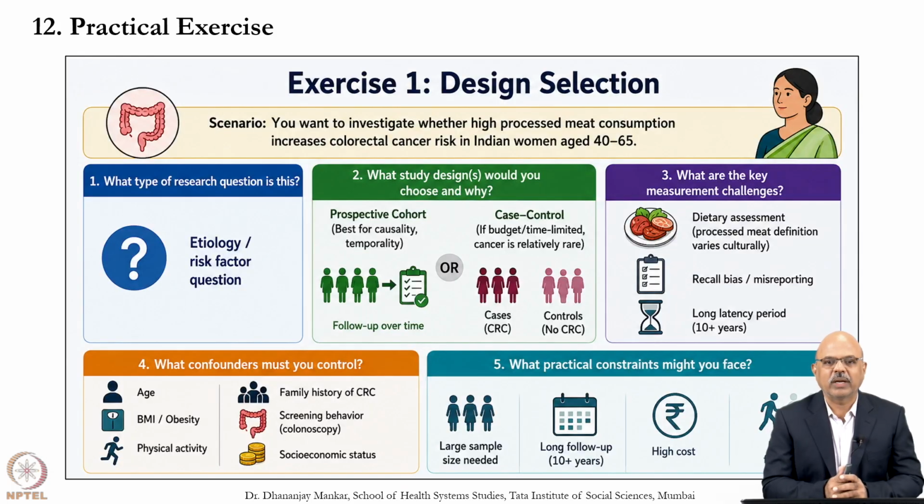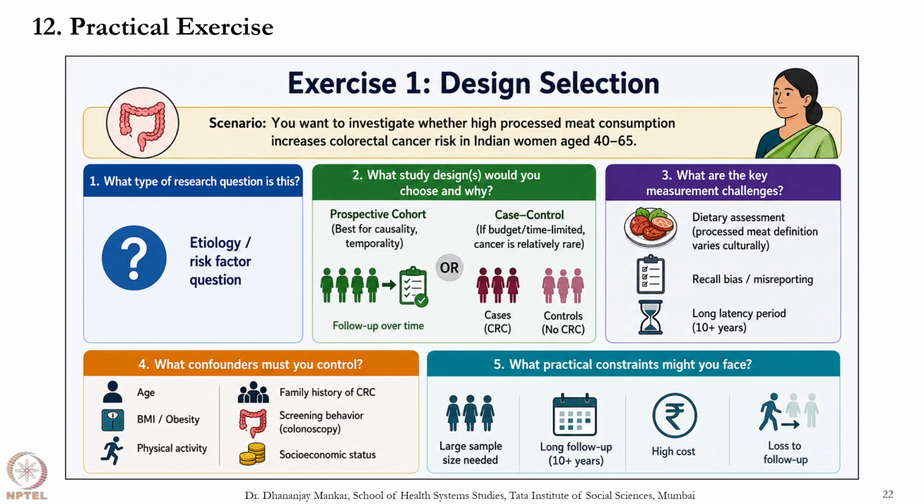This is the exercise you can take, where you want to investigate whether high processed meat consumption increases colorectal cancer risk in Indian women aged 40 to 65. Etiological factor is very important. What type of research question is required? What study design should you choose, whether you should take a prospective cohort or case control? What are the key factors? Dietary assessment, recall bias and long latency. What confounders must be controlled? Age, BMI, physical activity, family history of CRC, screening and socioeconomic status.